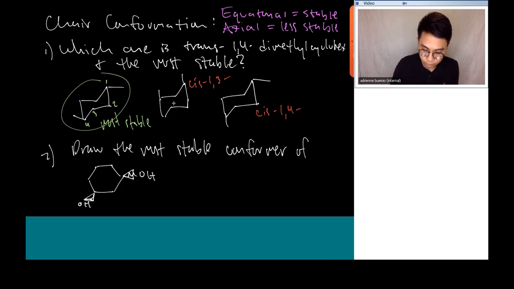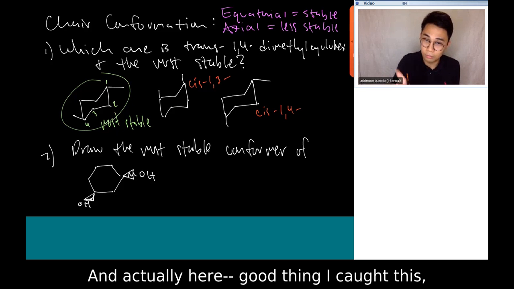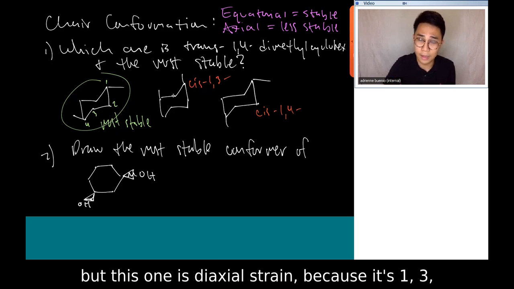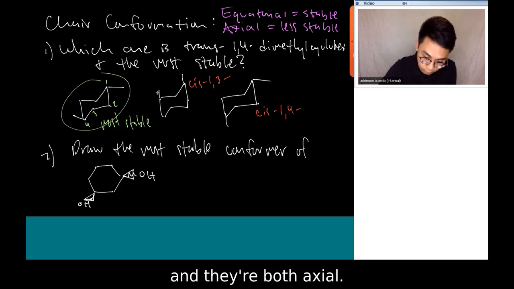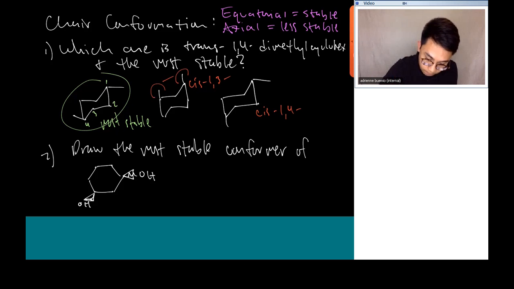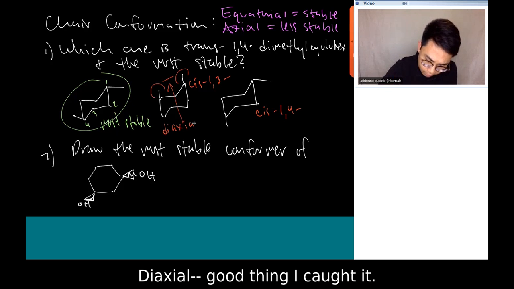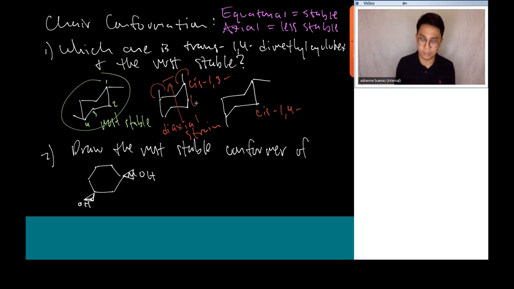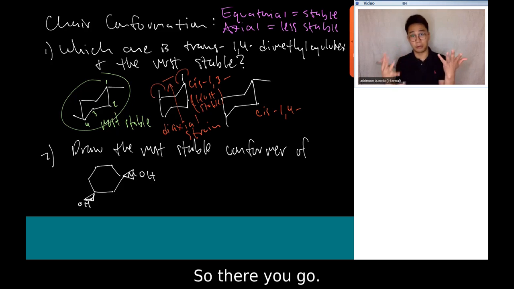And actually here, good thing I caught this because I don't think I have a question like this. But this one is diaxial strain, right? Because it's 1, 3, and they're both axial. Diaxial strain. Good thing I caught it. Okay, so diaxial strain. So this is actually the least stable. Least stable. So there you go.